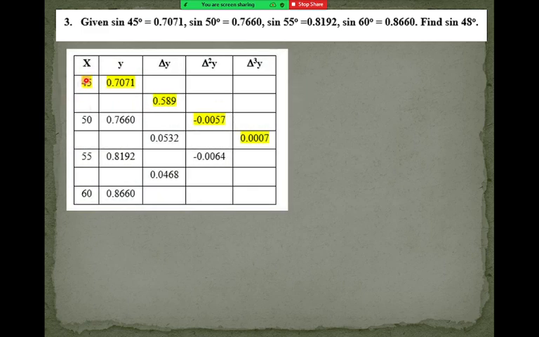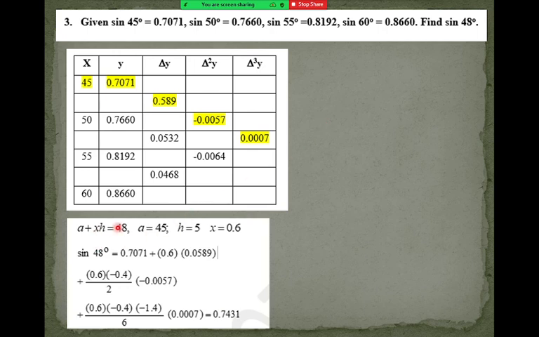So here is the difference table. These are the x values, these are f(x) values, and the forward difference table is prepared. Here a plus xh is 48, where a should be the closest lower value, which is 45, and we use it for calculation. You'll observe a plus xh is 48, a is 45, h is 5, x is 0.6, and by Newton's forward interpolation we get this answer. Now you can cross check this answer on a calculator. When you press sine 48, see whether you get nearly the same answer. If you get nearly the same, then you are correct. Otherwise you made some mistake in the table.